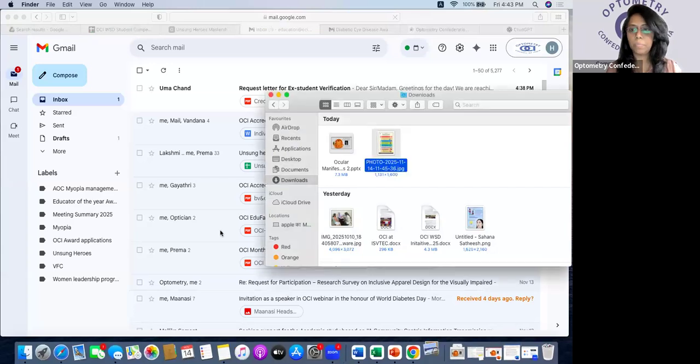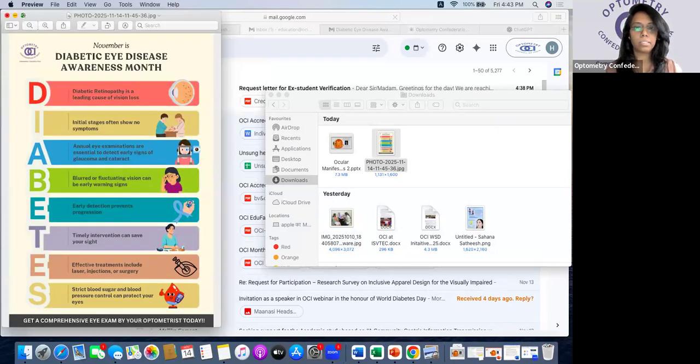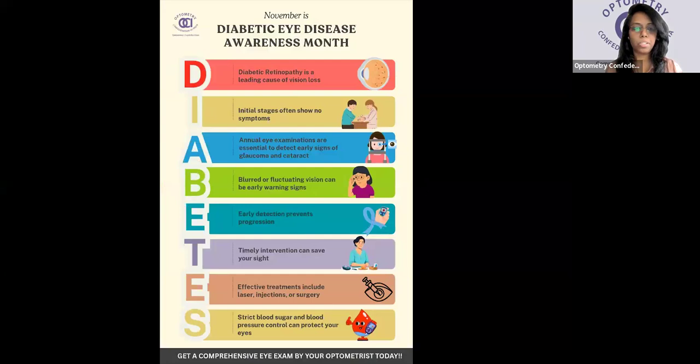Is my screen visible? Can you all see the poster? Yes, thank you so much. So this is the IEC poster. We have kept a space for your practice logo. You can put your practice logo here and display it in your waiting room or in clinics, wherever you want. It is freely downloadable, but only available for OCI members. It's available on our website, and you'll also be getting it through email. So stay tuned for the part 2 session.